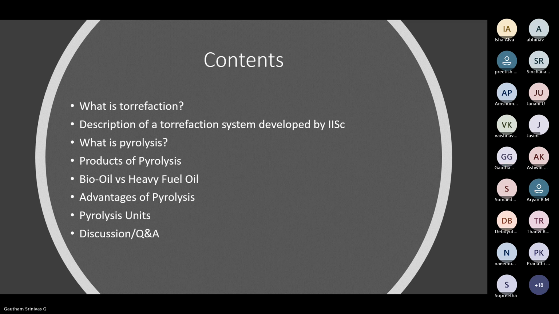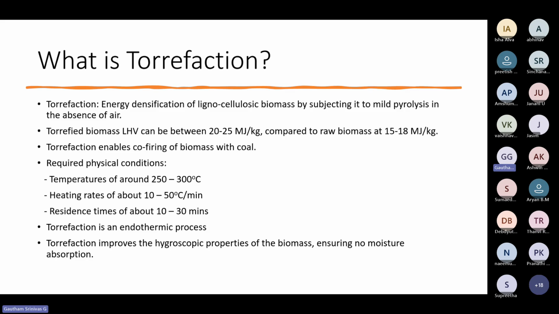Okay. So what is torrefaction? Like I said, torrefaction is a mild form of pyrolysis where the reaction takes place in the absence of air, of course, but at very low temperatures, around 200 to 300 degrees Celsius. The heating rate is also quite low, and the residence times are quite long, 10 to 30 minutes. The use of torrefaction is it is kind of like an energy densification of biomass by subjecting it to this form of mild pyrolysis.